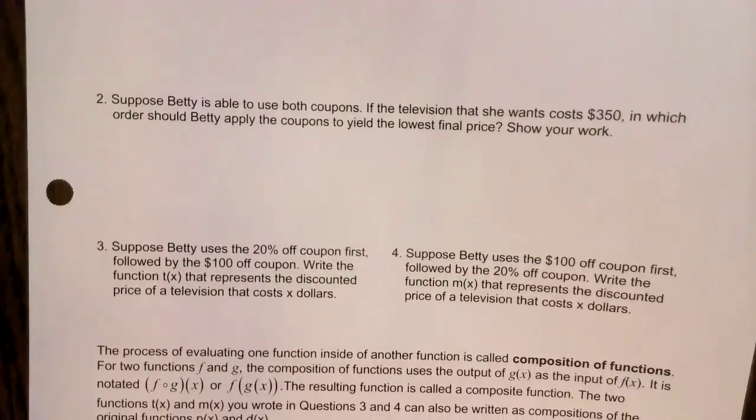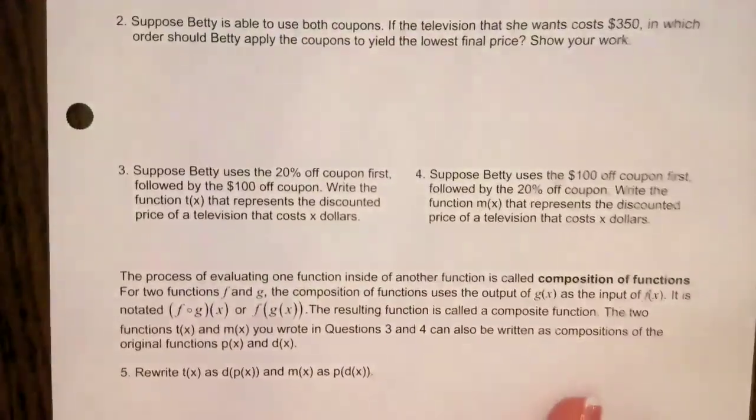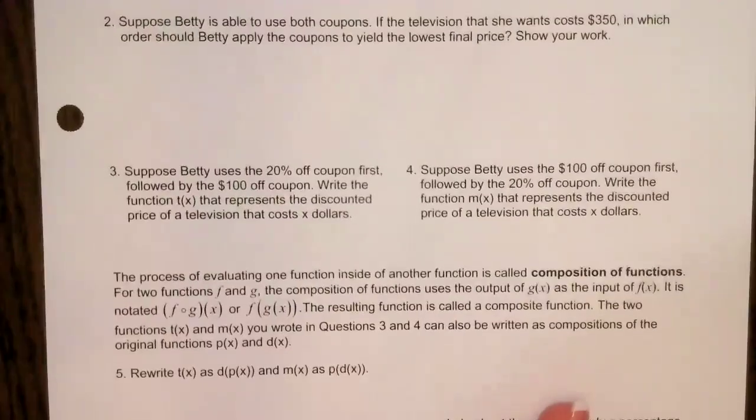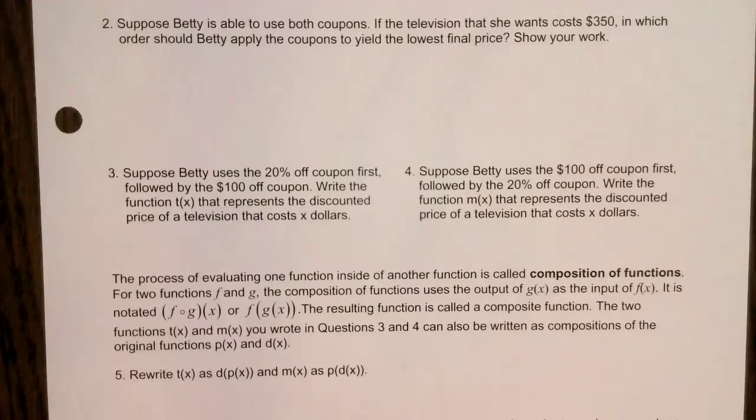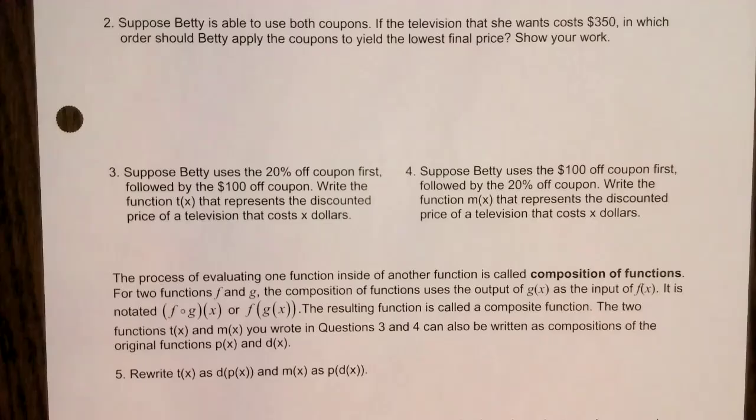All right, suppose Betty is able to use both coupons if the television that she wants costs $350. In which order should Betty apply the coupons to yield the lowest final price? Show your work. Well, in this case, her TV is $350. So we're going to want the 20% off coupon first because that's going to make it the highest it can be. And then the $100 doesn't change, so we would subtract the $100. But we'll look at both of those examples so you can see how that works.